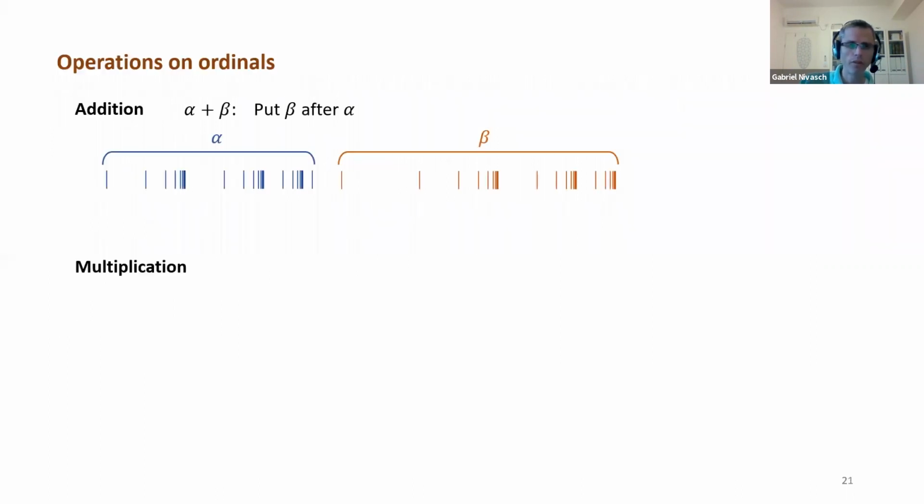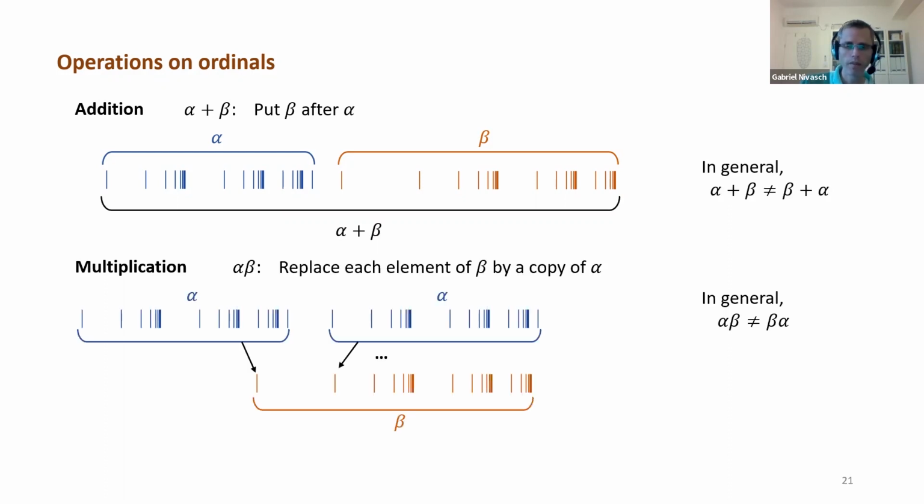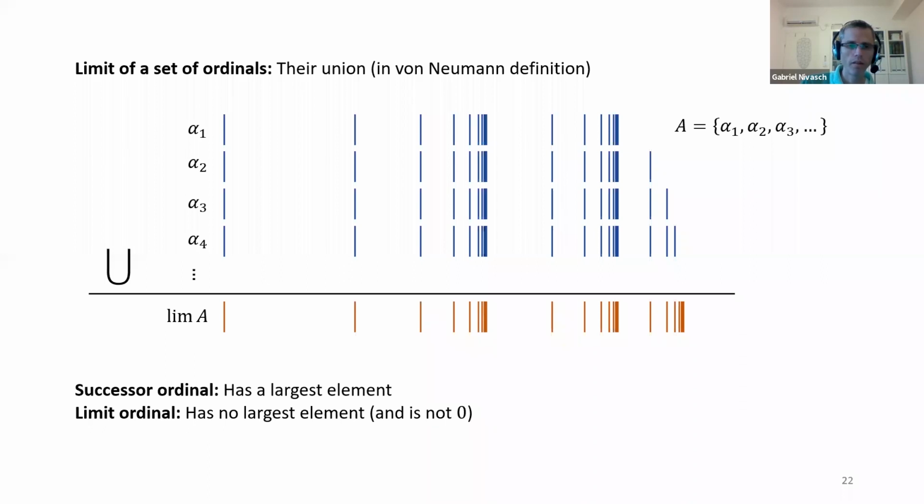There are operations on ordinals; you can add them up. Alpha plus beta is putting beta after alpha, which is not the same in general as beta plus alpha. Alpha times beta means replacing each element of beta by a copy of alpha, which in general is not the same as beta times alpha. There's also alpha to the beta, which we won't get into. There's the limit of a set of ordinals, which is basically the union, if you write them in the von Neumann definition. The ordinals come in two types: successor ordinals and limit ordinals.